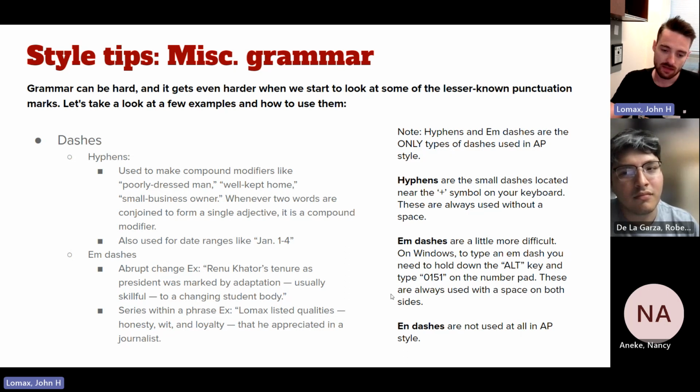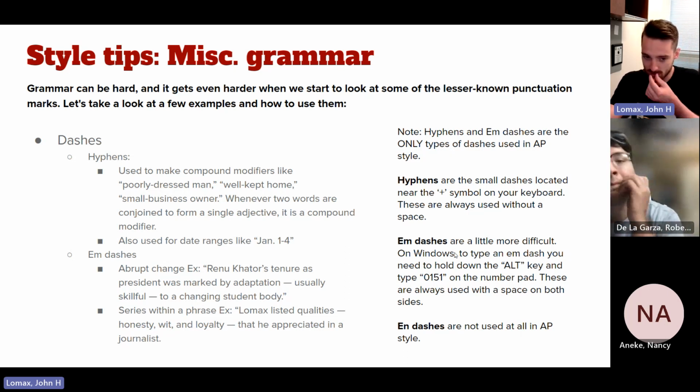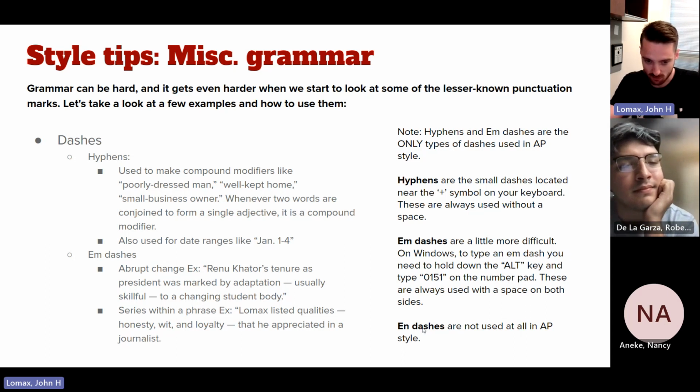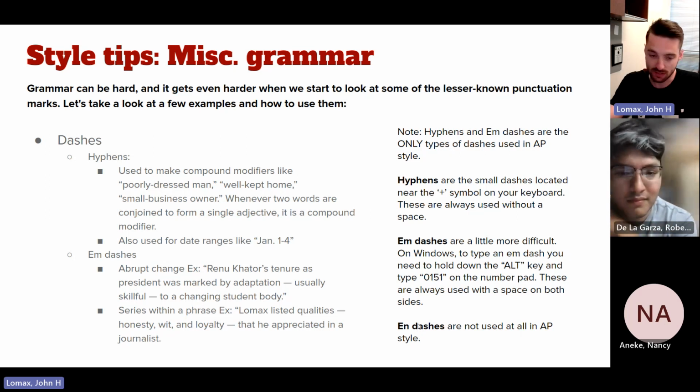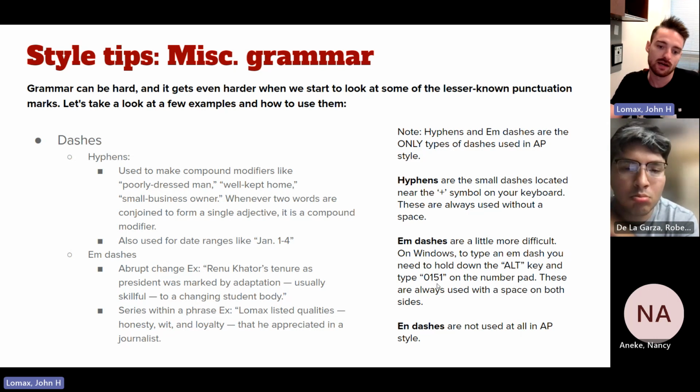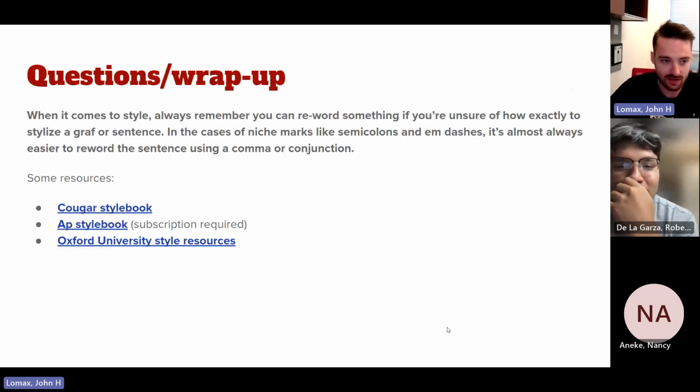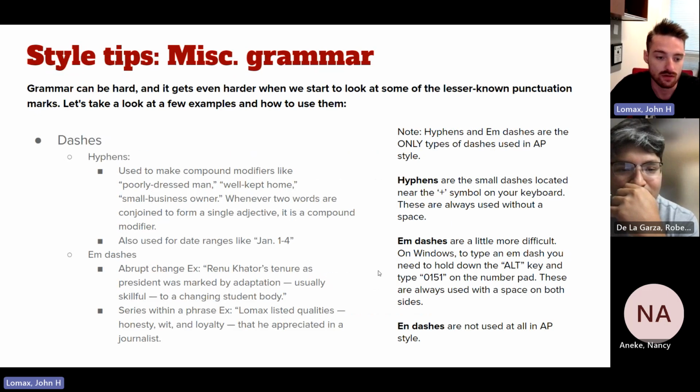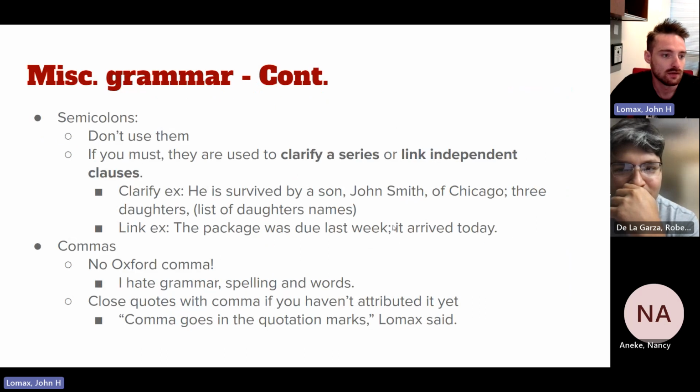But yeah, a little bit of background. Em dashes and en dashes are just referring to the length. An en dash is roughly the length of a capital N, and an em dash is roughly the length of a capital M. Historically people were trying to decide between en dashes and em dashes, and AP just decided to use em dashes. But like I said, don't worry about en dashes at all because you will not use them. All we worry about is em dashes.